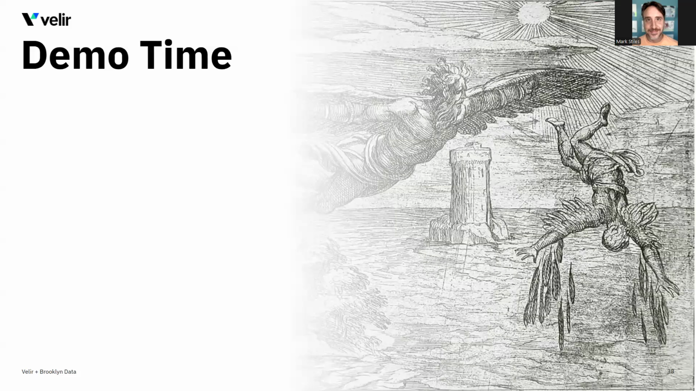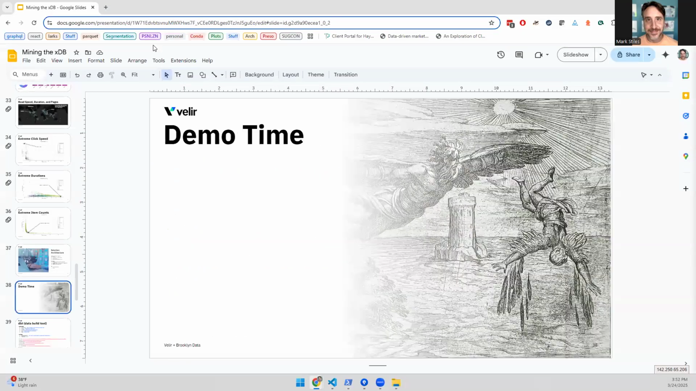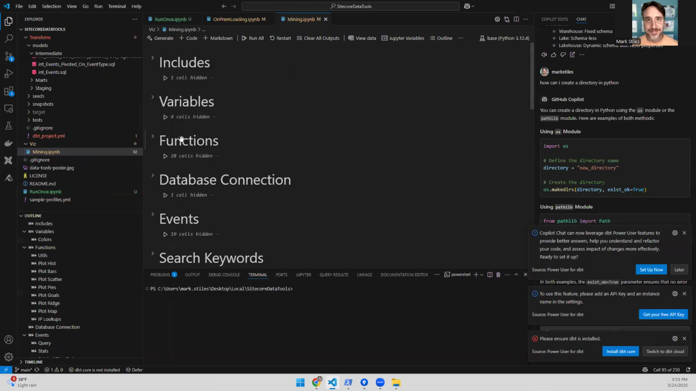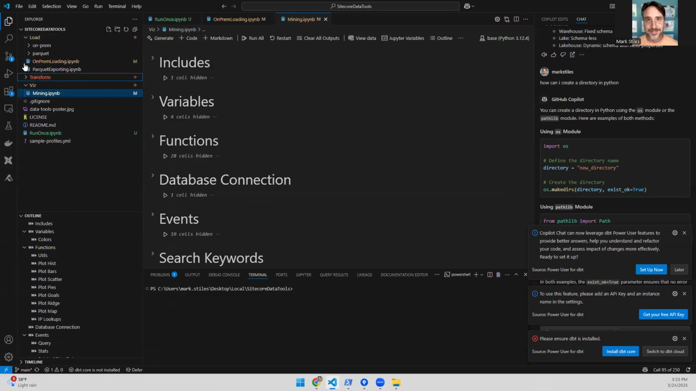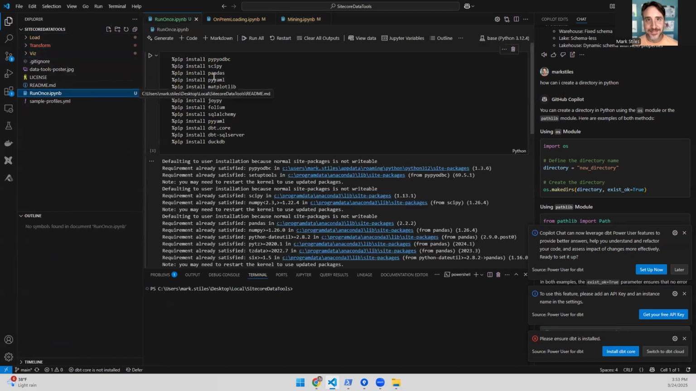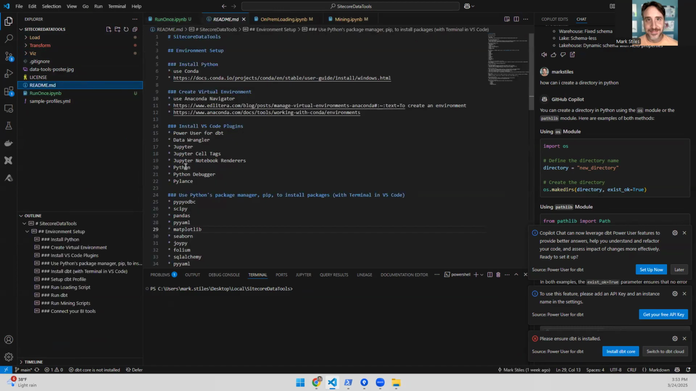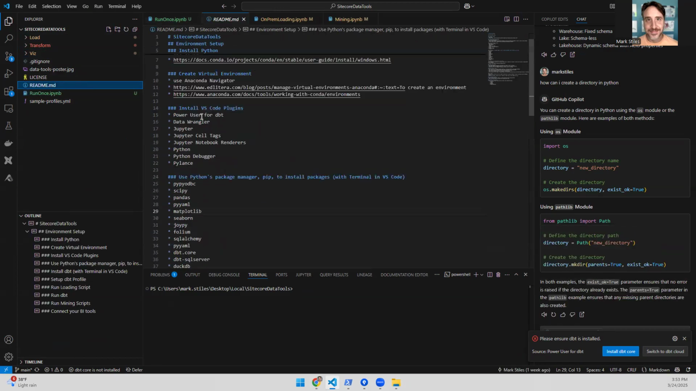All right, so demo time. So let's take a look at the file system, because I do want to go back and just give you an idea of how this really works. And so up here on the project, we have this run once. And so this is using Python to be able to set up your environment. There is some documentation here to just get you started.